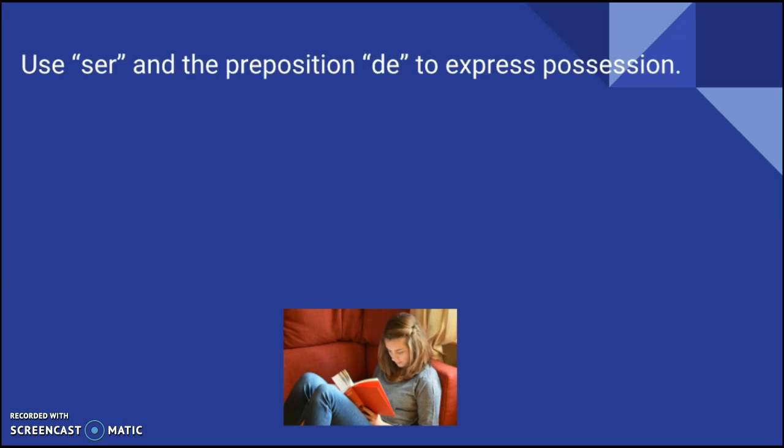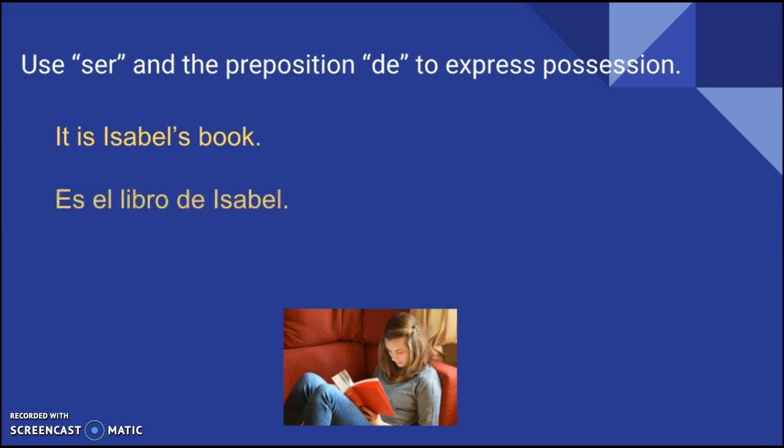Another way that we use ser is to express possession. And when we do this, we use the preposition de with ser. De translates to of or from. So if I want to say, it is Isabel's book, this concept of the apostrophe S to show possession does not exist in Spanish. There are no apostrophes. So instead, we say, es el libro de Isabel, which is like saying, it is the book of Isabel. The formula you'll use is noun plus the word de plus the owner. Libro de Isabel.